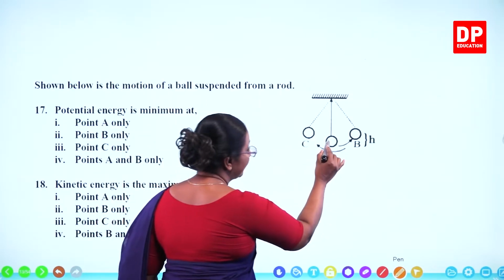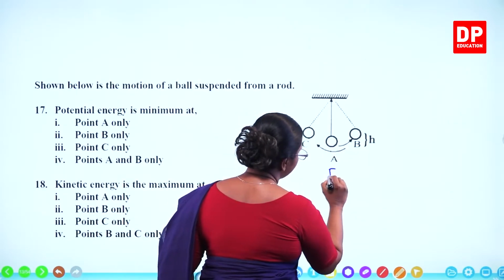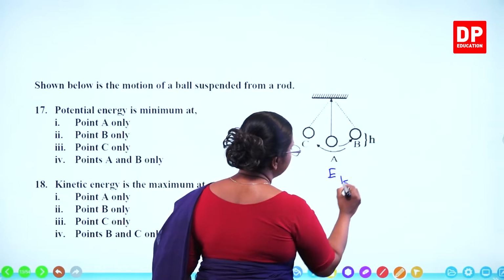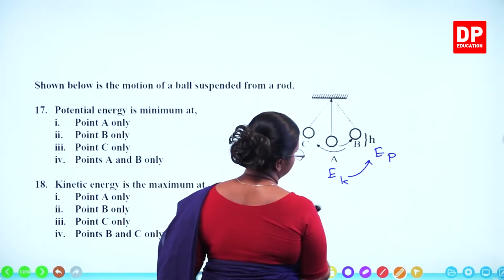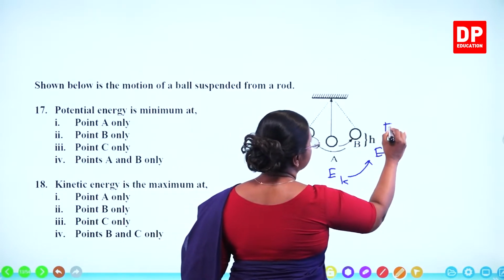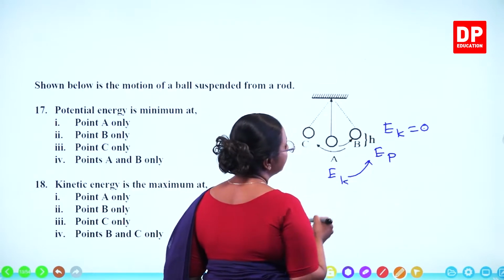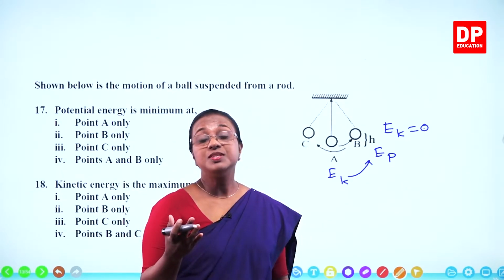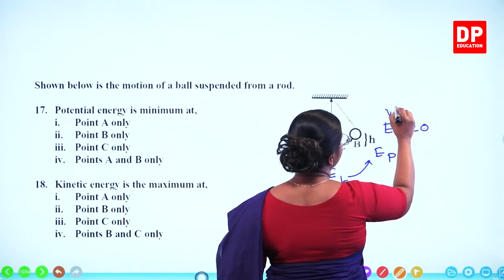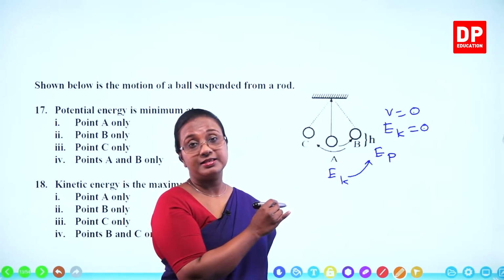Why? There is a velocity here. With the velocity, it's going to move up. So there's going to be E kinetic here. When it goes there, it becomes E potential. And at this point, E kinetic is going to be 0. Why? When it reaches this height, the velocity becomes 0. Because the velocity is 0, that is why it returns back in the same path.